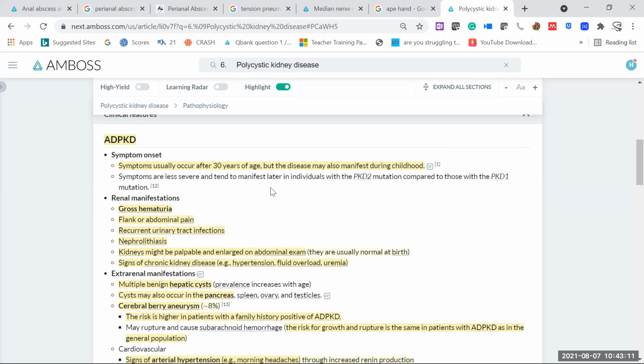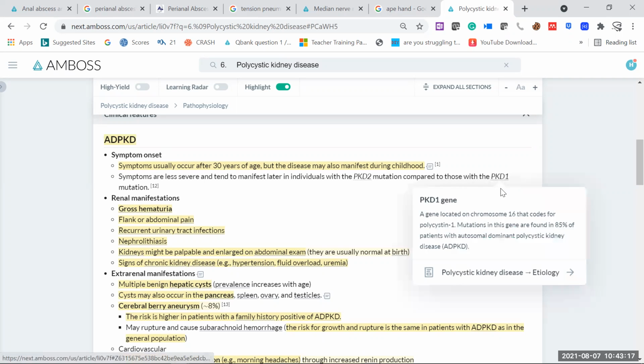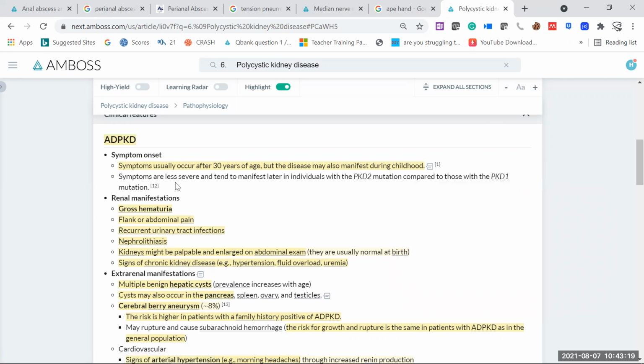Symptoms are less severe and tend to manifest later in individuals with this mutation compared to the ones who are having PKD1, those who are having recessive. So as compared to the recessive one, the dominant symptoms are less severe. So symptoms are less severe, but why is there a different representation of autosomal dominant and recessive disease?